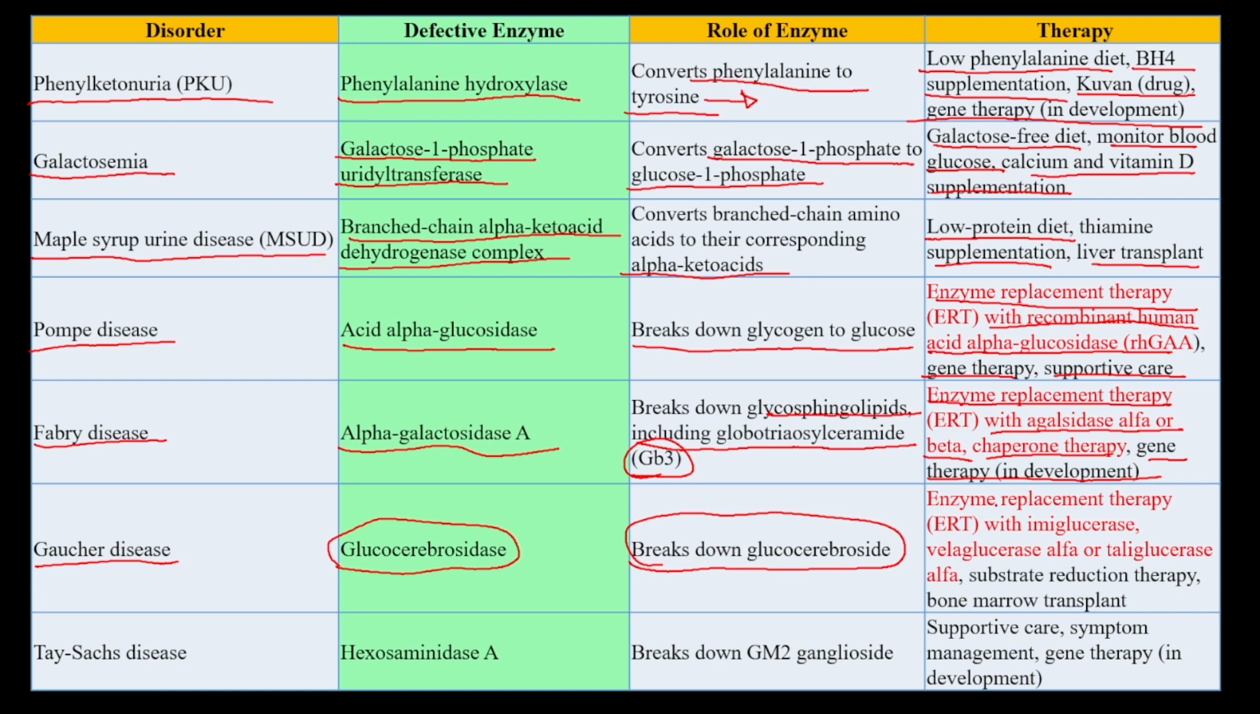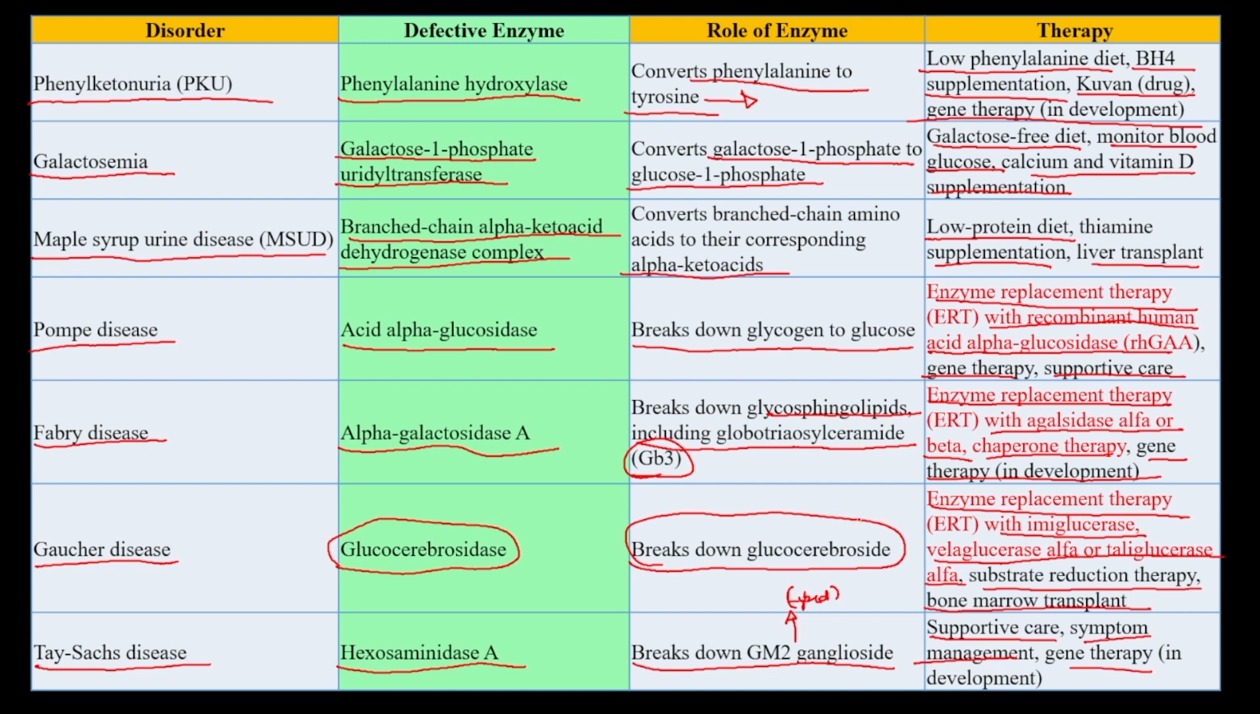And the therapy is enzyme replacement therapy with alglucosidase alpha or this particular enzyme, and then you have substrate reduction therapy or bone marrow replacement. Then we have Tay-Sachs disease, where you have hexosaminidase A. It breaks down the GM2 gangliosides. Remember, we were talking about the lipids. We have discussed some of these lipids. Supportive care, symptom management, and gene therapy.